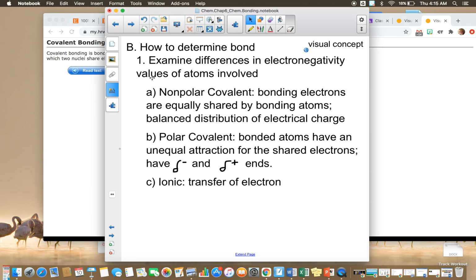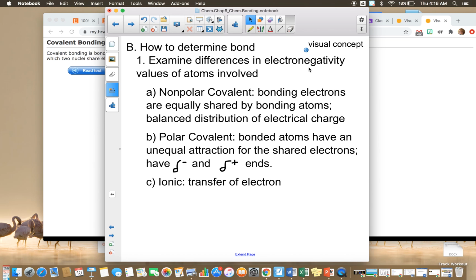So how do we determine which bond occurs? We have to look at their electronegativity values. And so I'm going to show you a table later on that shows the electronegativity values of each element in the periodic table, but there are 3 classifications: nonpolar covalent, polar covalent, and ionic. In nonpolar covalent, we are sharing electrons, but we are going to share them equally. There's a balanced distribution of electrical charge. And so if we think back to the definition of electronegativity, I believe it was the attraction for another atom's electrons. So here the electrons will be shared equally.